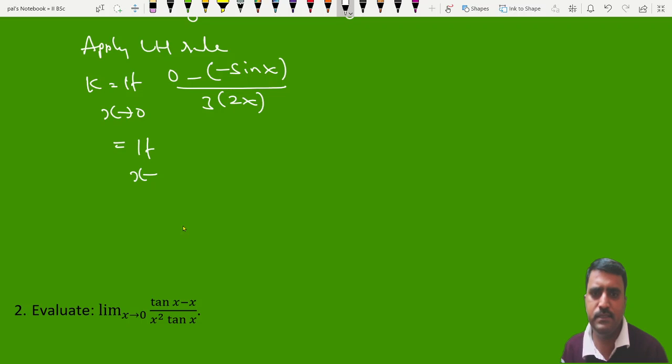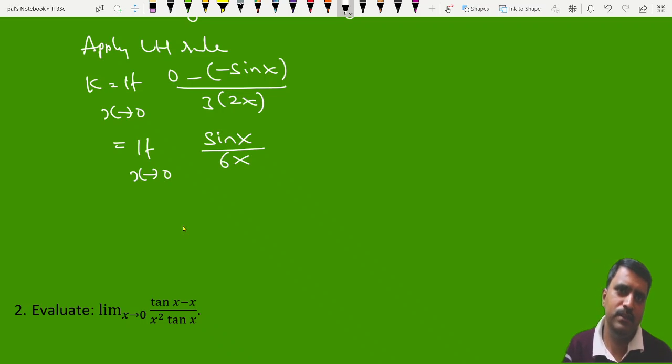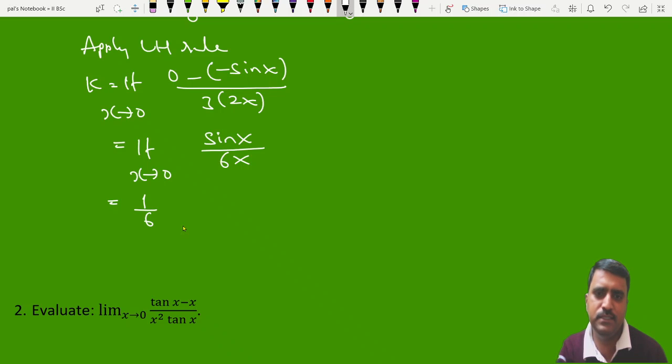Now this is equal to limit x tends to 0 of sin x by 6x. One method is you can apply the limit to this one. Otherwise, you can take the constant outside: 1 by 6 into limit x tends to 0 of sin x by x. I hope you know this standard limit.